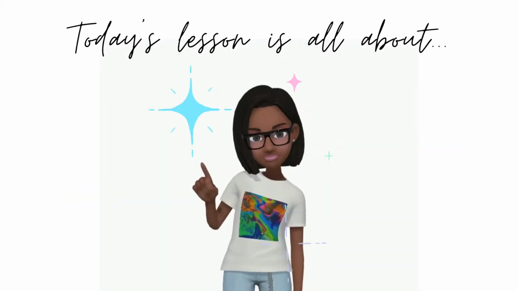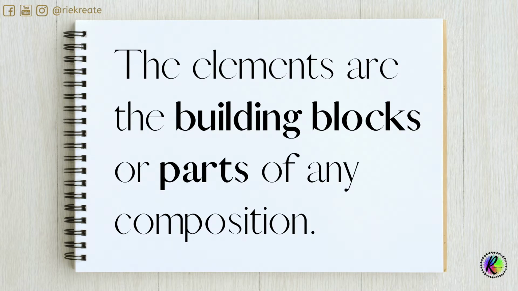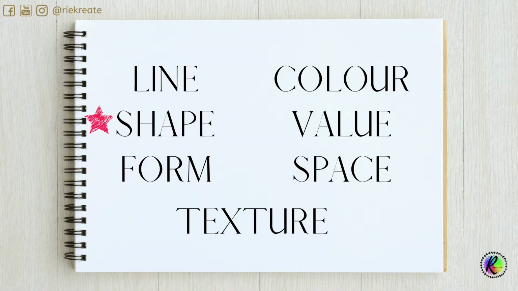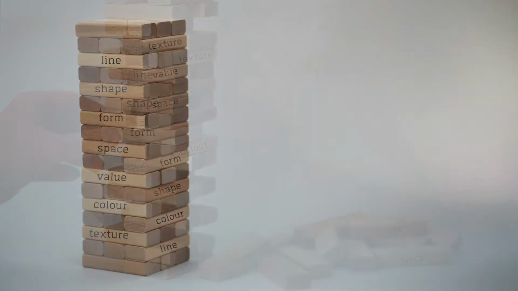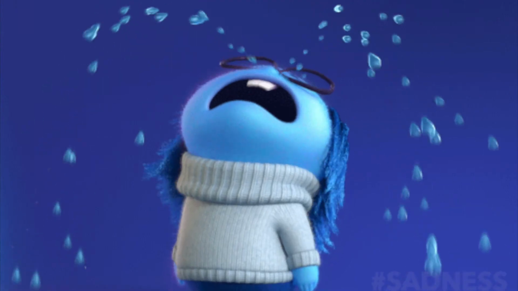Today's lesson is all about the elements of art. The elements are the building blocks or parts of any composition. They are line, shape, form, color, value, space, and texture. These pieces work together to create a strong and unified composition. If elements are overlooked, your composition will most likely be weak, boring, and unattractive.